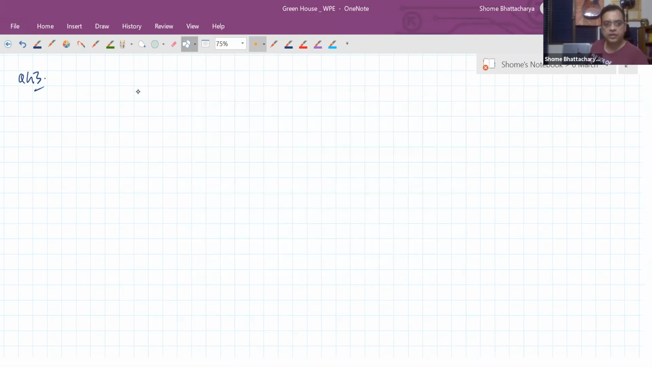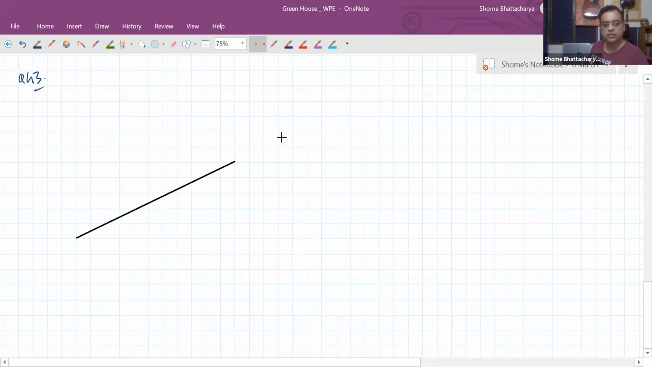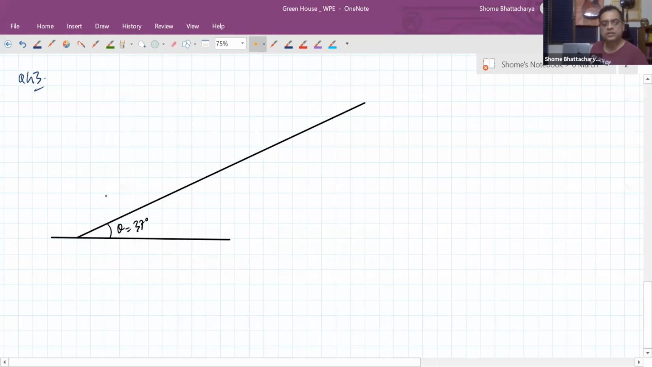So in 43rd, we have a rough inclined plane, like this, let's say, whose angle of inclination with respect to the ground is given to us as 37 degrees, and which has a spring attached at the bottom to a wall kind of thing. So let's say the spring is like this, and initially there's a block of mass m at the position A, let's say.